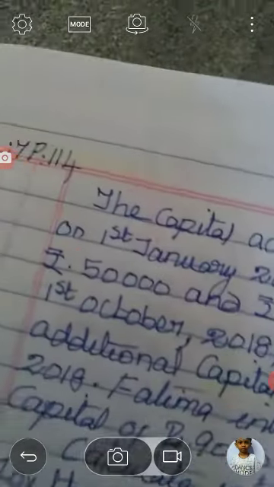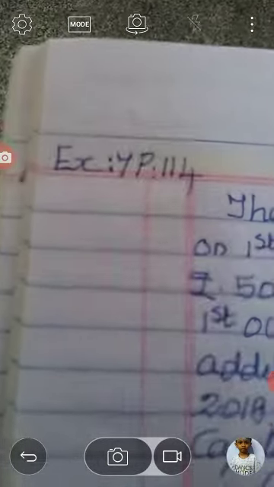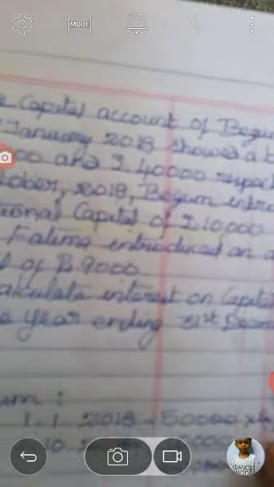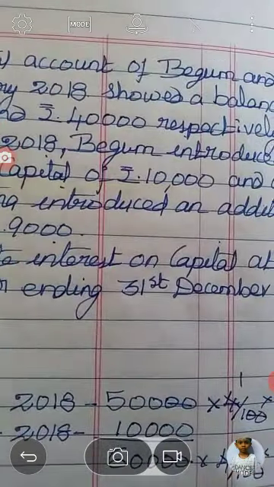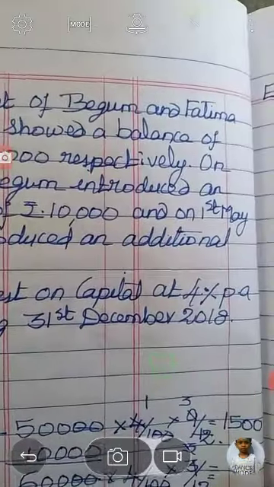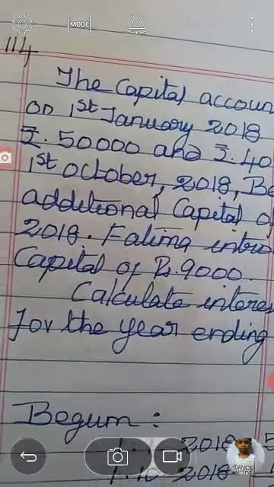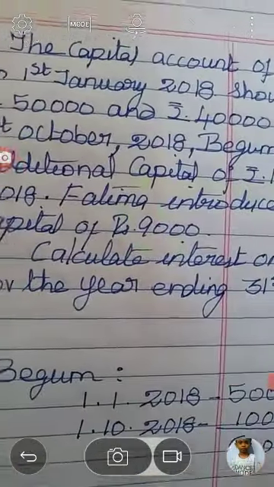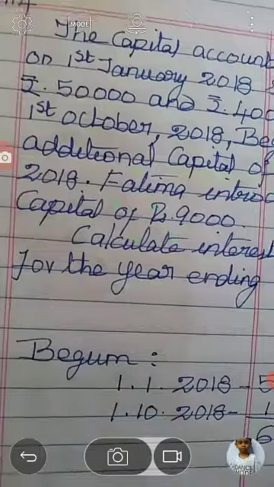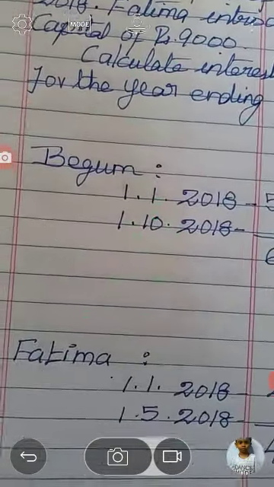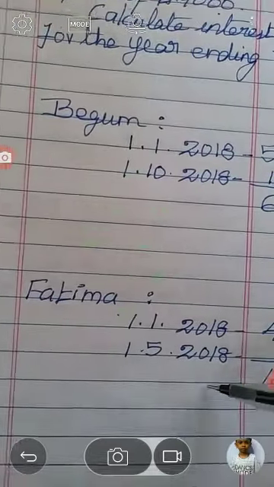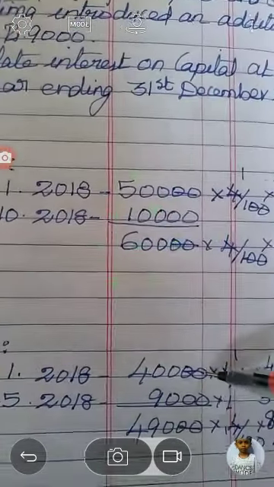Shall we pass on to the next? So exercise 7, page number 114. The capital accounts of Begum and Fatima on 1st January 2018 show a balance of rupees 50,000 and 40,000. So Begum on 1/1/2018 50,000, then Fatima on 1/1/2018 40,000.